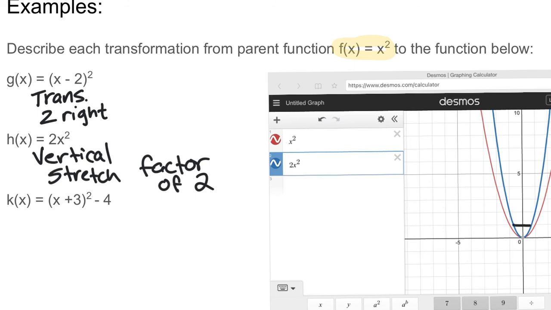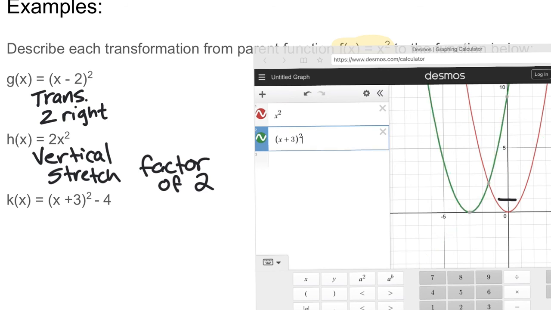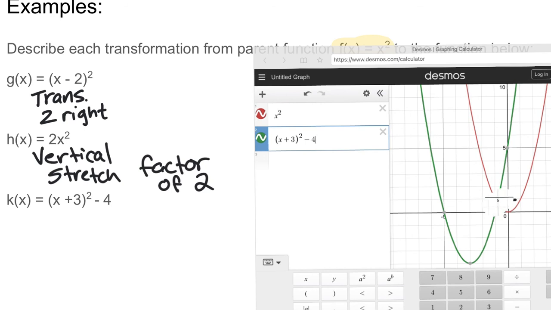Fighting with Desmos here, y'all. All right, x plus 3 squared minus 4. There's my original, is the red still. My new one is now green. So I want to see how did my red become my green.